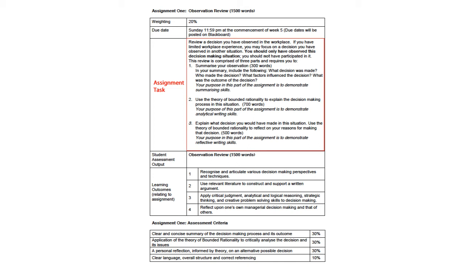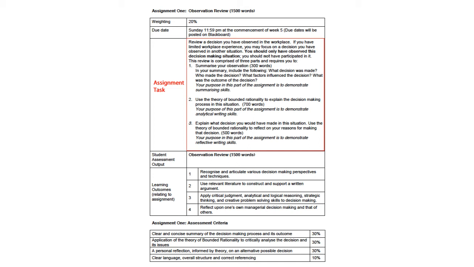Your third task is to explain what decision you would have made in this situation. Use the theory of bounded rationality to reflect on your reasons for making the decision that way in no more than 500 words. In this part of the assignment, you will demonstrate your reflective writing skills.